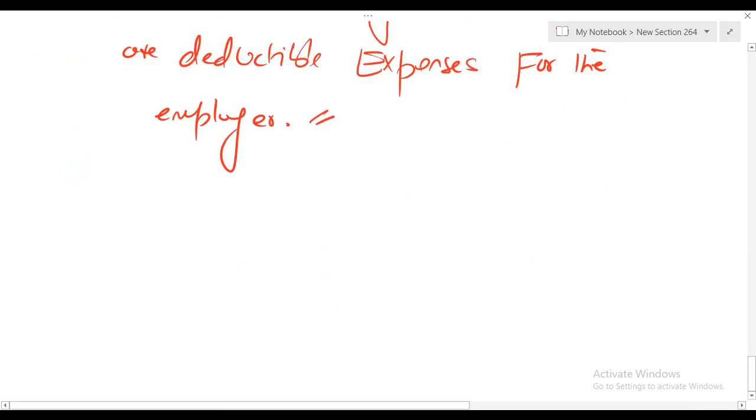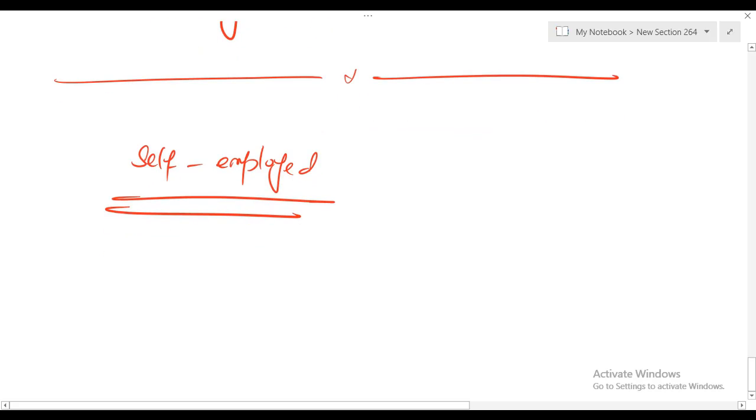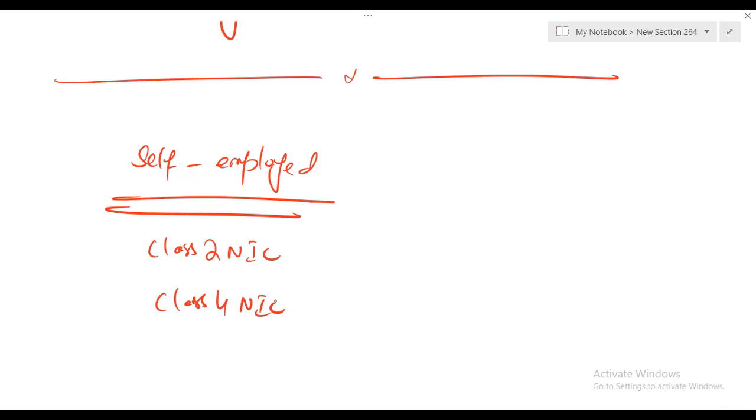Now let's discuss two more NICs, and these NICs belong to self-employed individuals. Like we are talking about sole traders and partnerships. One NIC is class 2 NIC, another NIC is class 4 NIC. When it comes to a self-employed person, there are two NICs: class 2 NIC and class 4 NIC.